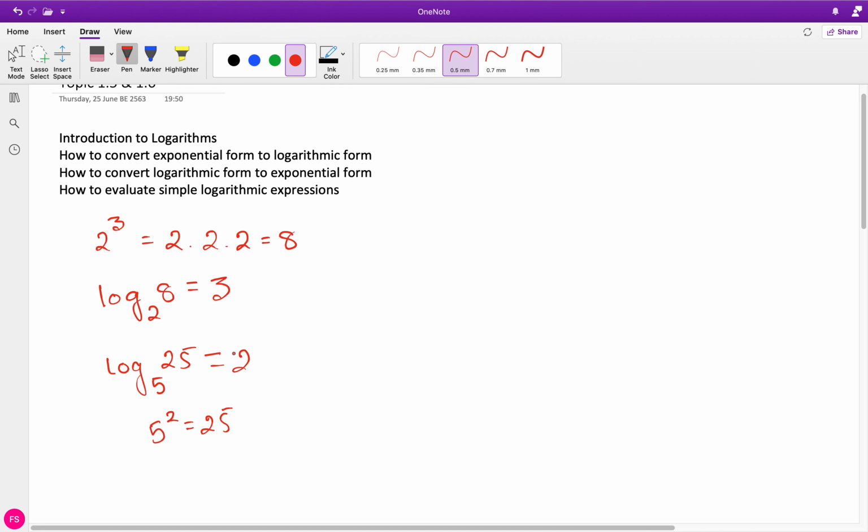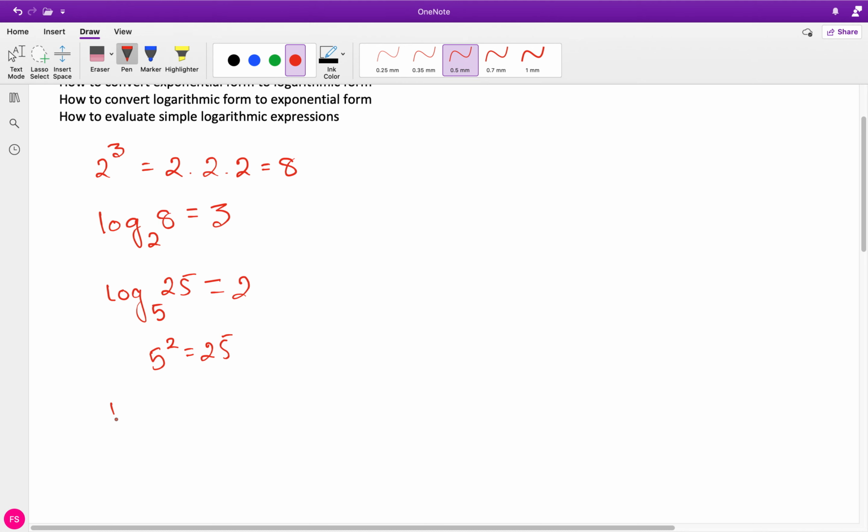So logarithm is nothing except the exponent. The logarithm tells us what the exponent is exactly. If we have log of 100 with a base of 10, we know that 10 to the power of 1 is 10, so it can't be the answer. 10 to the power of 2 is 100, so this is our answer. We write log of 100 base of 10 equals to 2.